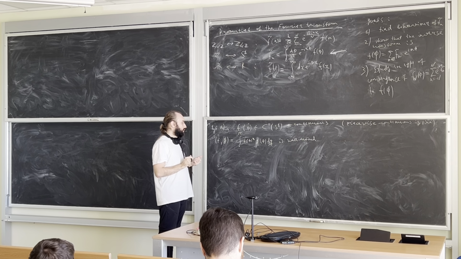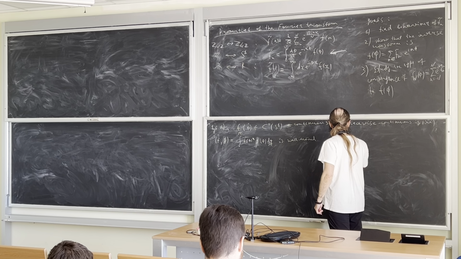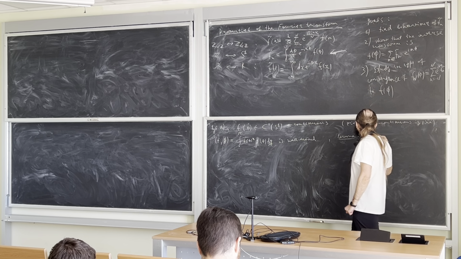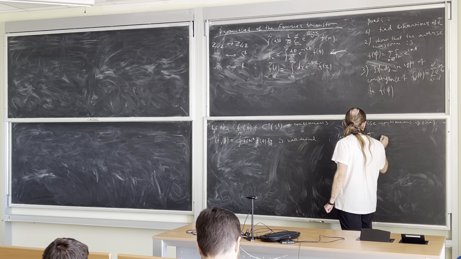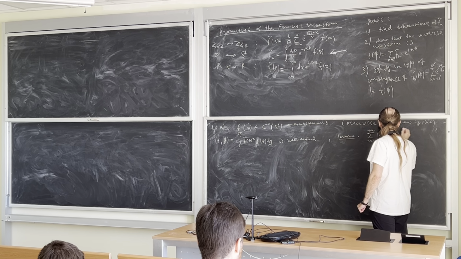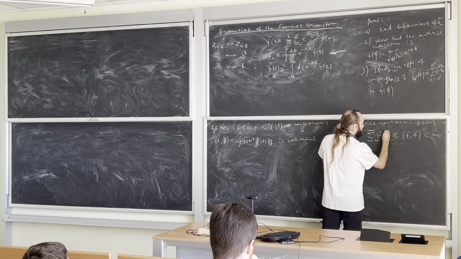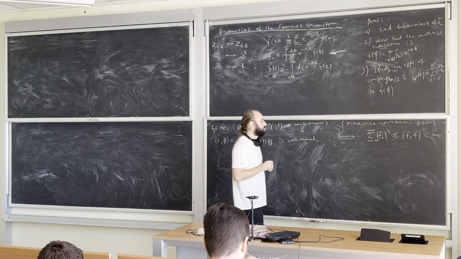Theorem, lemma. I would like to prove that in this case, the sum of absolute values squared of the coefficients is bounded by the square norm of the function f, and this is less than infinity. So I would like to prove that this is convergent.